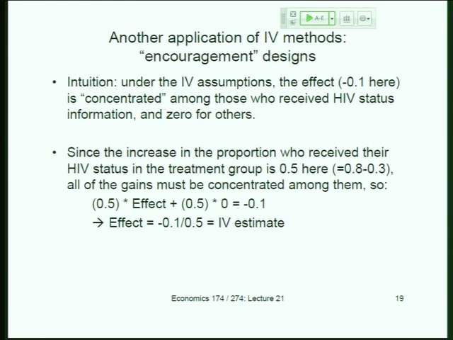So another way to think of the IV estimate is to say, look, we know the reduced form effect is minus 0.1. Where does that come from? It's driven by the 0.5 of the population that has some effect, the people that got their HIV status, and 0 times the other 0.5, because under the IV assumptions, they're not gaining at all. So this also gives you your minus 0.2. You basically divide the minus 0.1 by 0.5. This is another way to derive the ratio of the Wald estimator that now we've derived a couple different ways. But this intuition, I think, is very useful.